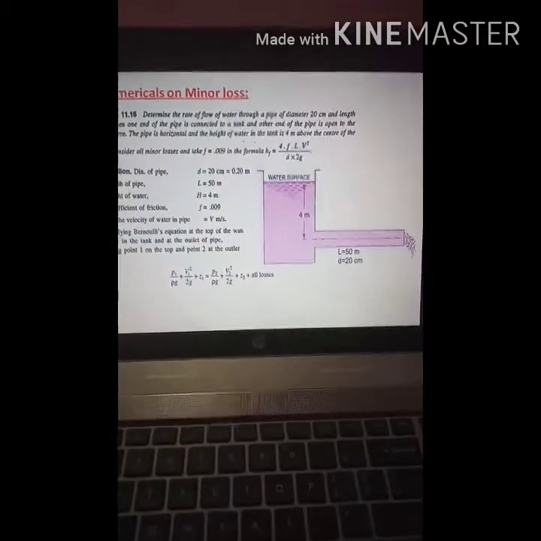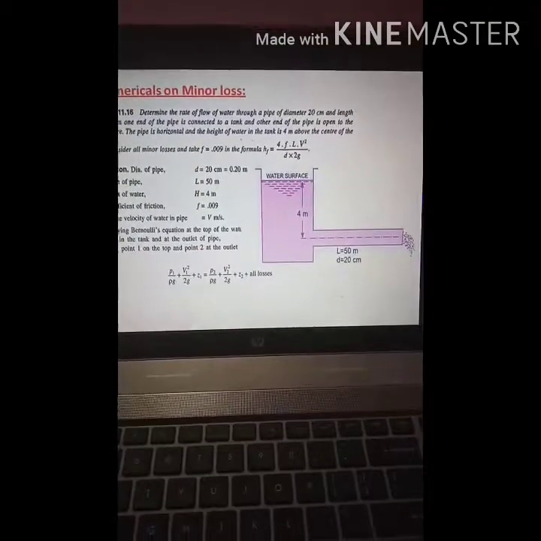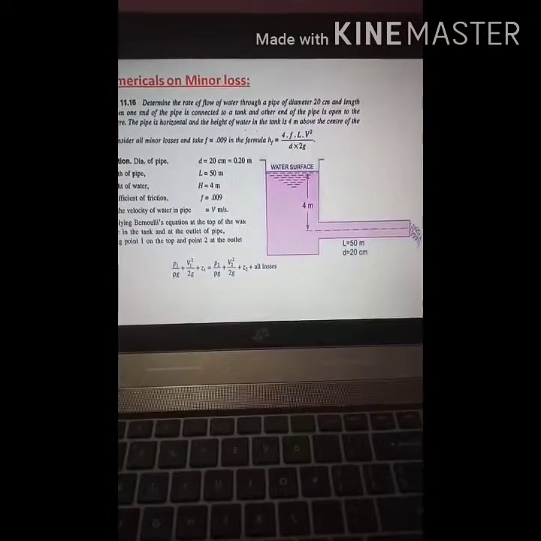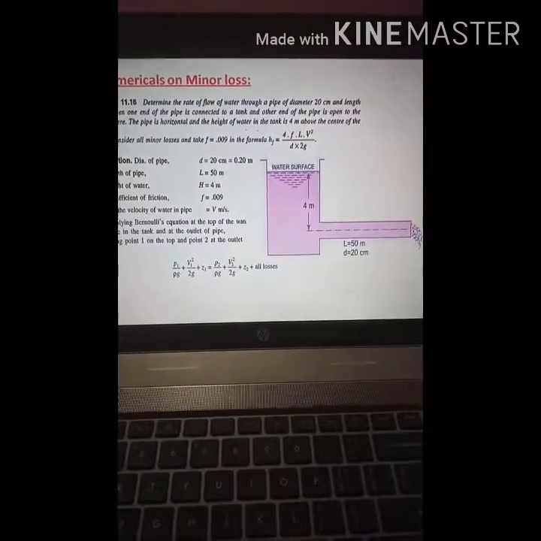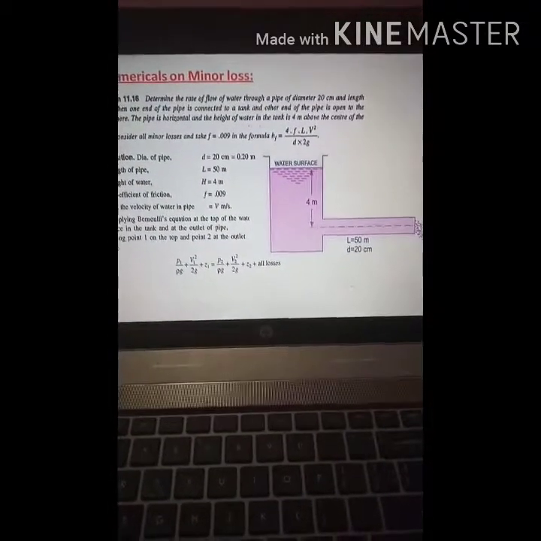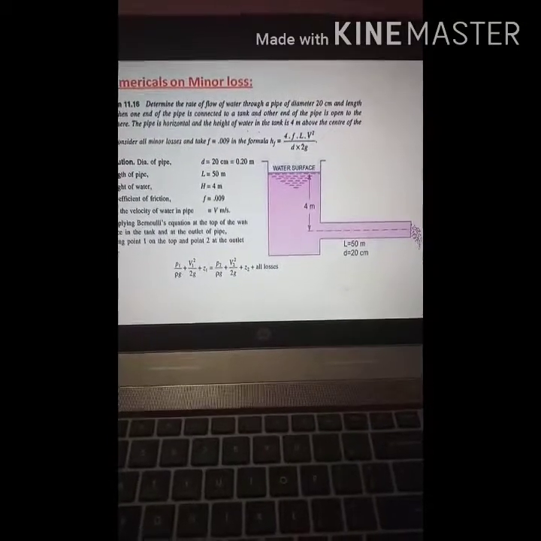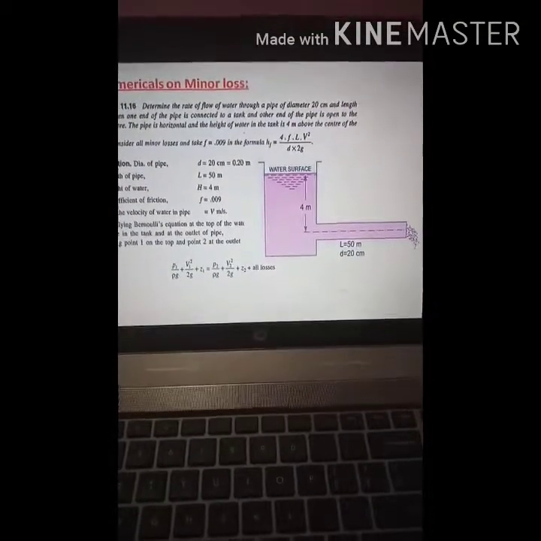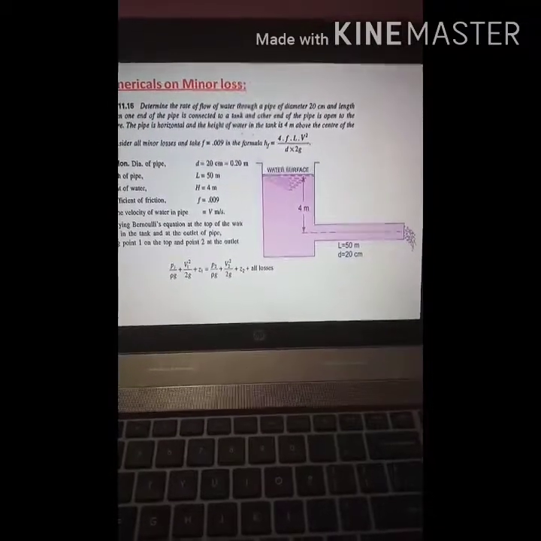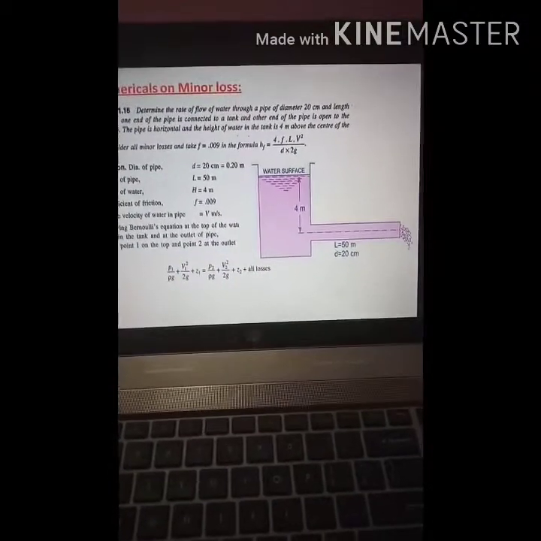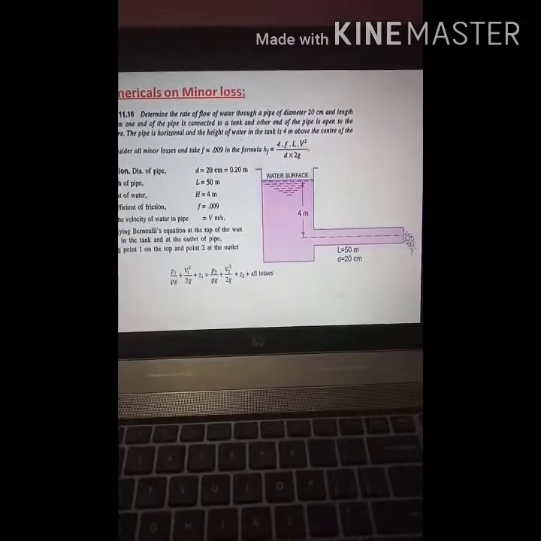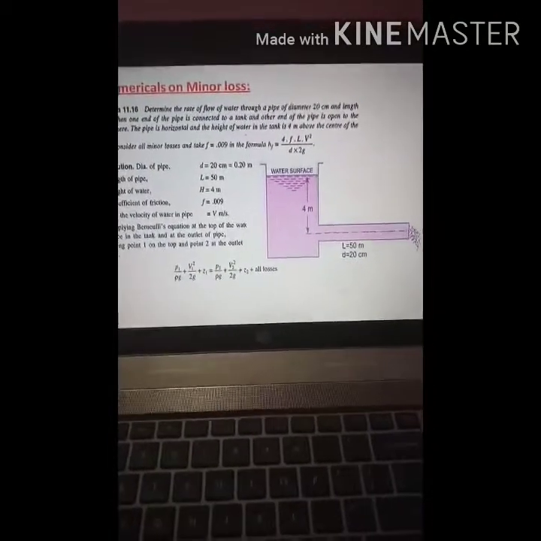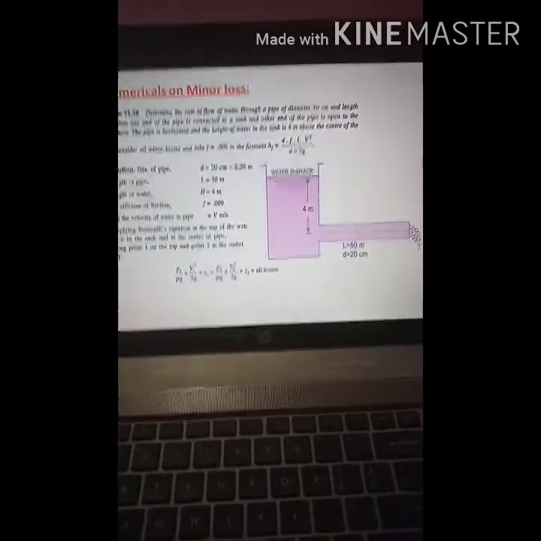And the losses will be, one the major loss hf, and the other the entrance loss. At the pipe entrance, there will be loss of head due to entrance, and that is given by 0.5 V square by 2g. So that entrance loss you have to consider. Don't consider the exit loss here, because in the Bernoulli's equation we have already considered V2 square by 2g. So that would again be a repetition. Already we are considering V square by 2g.